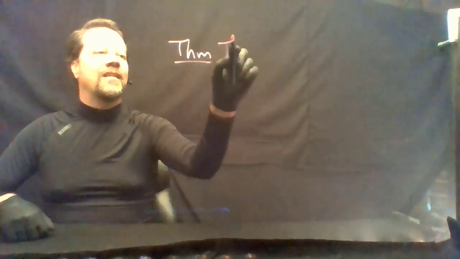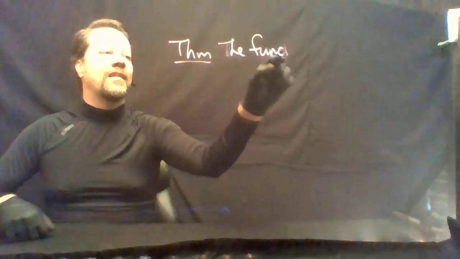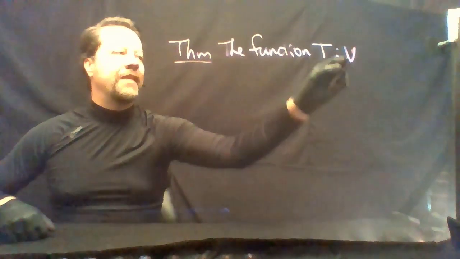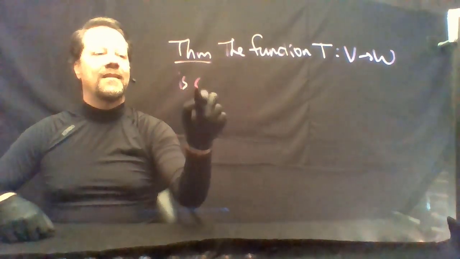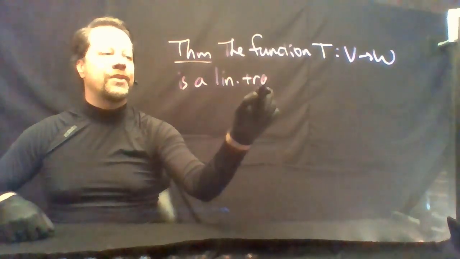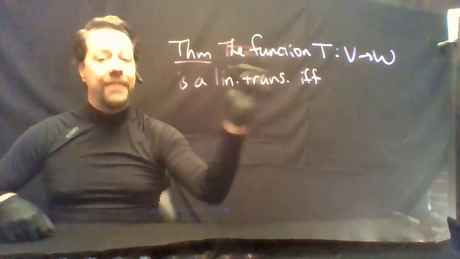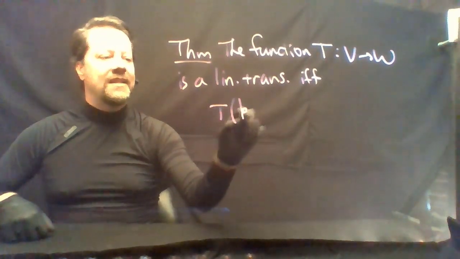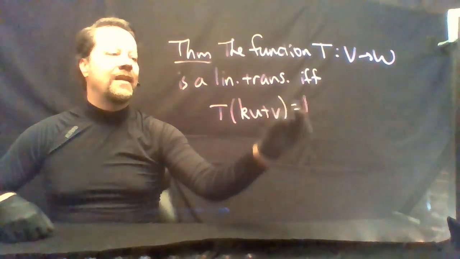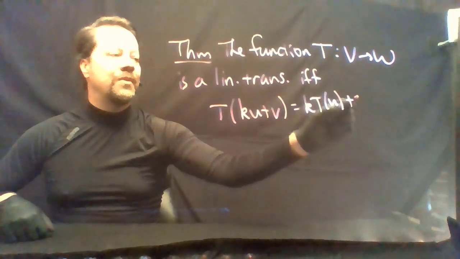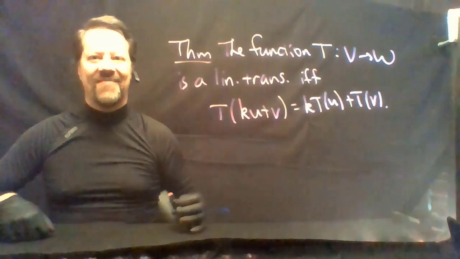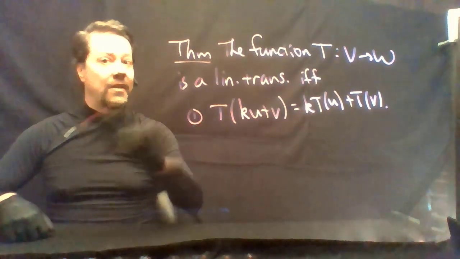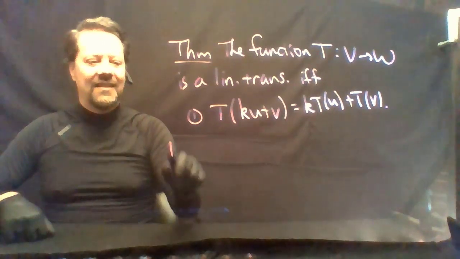It's possible to express the two properties of linearity as one. The function T mapping V into W is a linear transformation if and only if the following property holds: T of (ku plus v) equals k times T of u plus T of v. One property, not two.